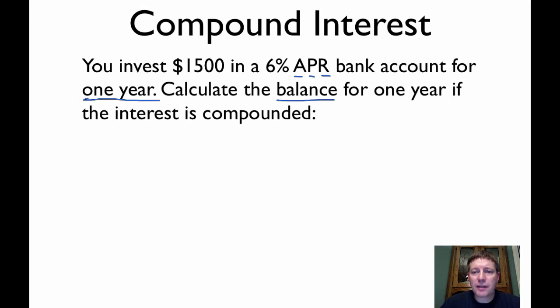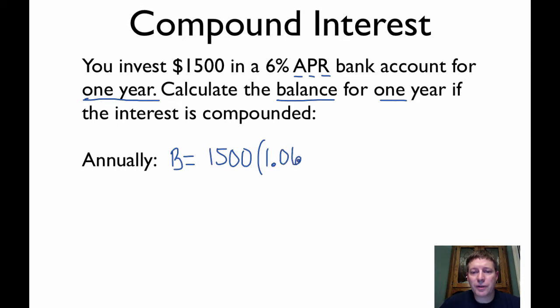Let's calculate the balance just for that 1 year if the interest, first of all, is compounded annually. For annually, that just simply means that you just calculate it one time, and it's one time at the end of the year. So our balance will simply be $1,500 plus 6%. Well, remember, though, the pre-cal way of adding 6% is to multiply by the factor 1.06, and that would give us a grand total of $1,590. So in other words, we've earned $90 interest on that $1,500 over the course of 1 year.